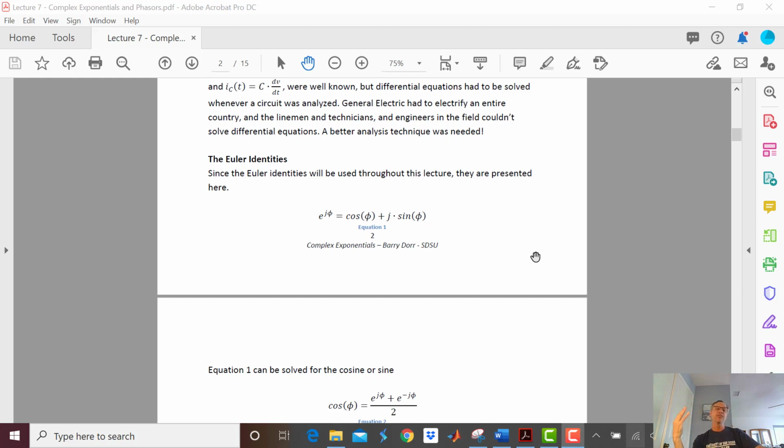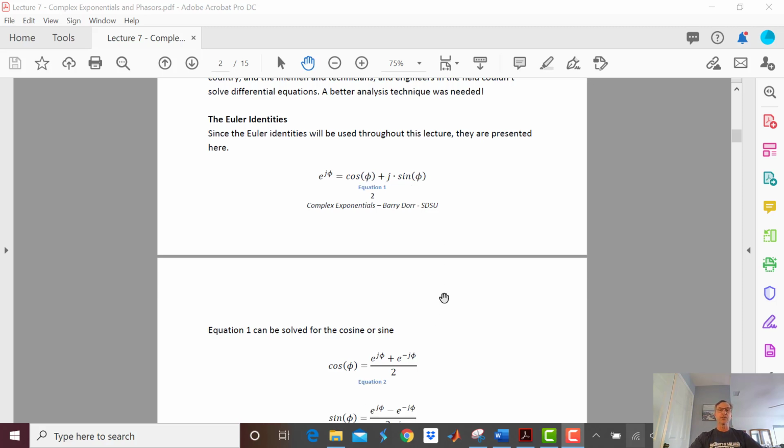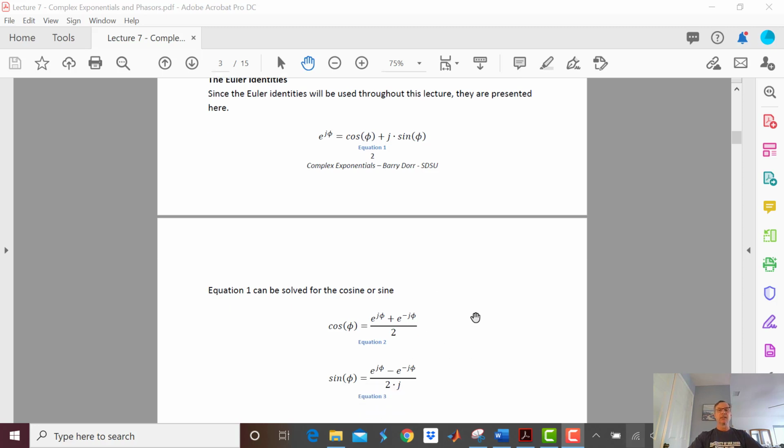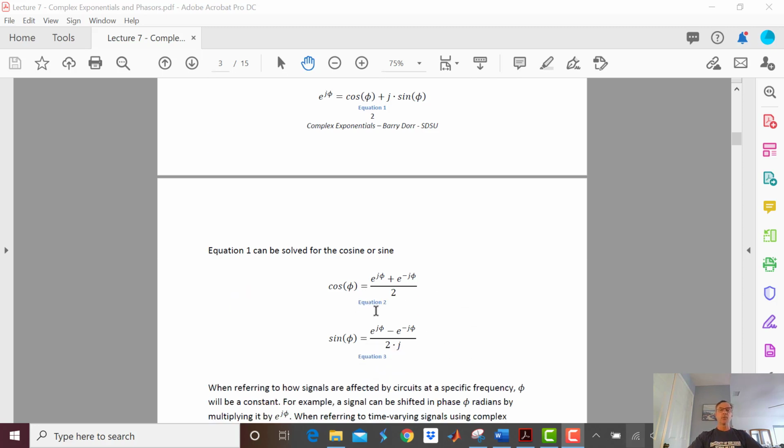Well, we're going to do that graphing in this lecture, but now it's going to be vectors, and they're going to be whirling around. So let's take our basic equation here, and let's solve it for the cosine or the sine. So the cosine is equal to e to the j phi plus e to the minus j phi divided by 2. And the sine is equal to e to the j phi minus e to the minus j phi divided by 2j. So these are the Euler identities, and we're about to get our money's worth out of them.